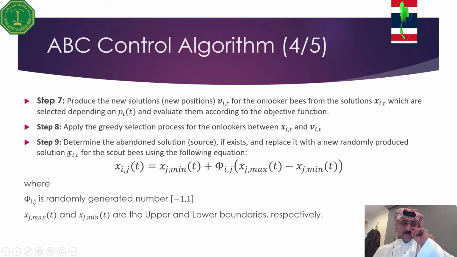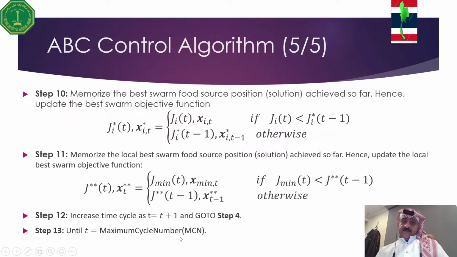Step 9, determine the abandoned solution. I mean, a solution that is not beneficial, we have to discard it based on this relation as we did before. Here it's a randomly generated number from -1 up to 1. Max and min are the upper and lower boundaries. Step 10, memorize the best swarm food source position achieved so far. So if the cost function is less than the previous optimum best swarm food solution, we will memorize it. Otherwise, we continue with the previous solution.